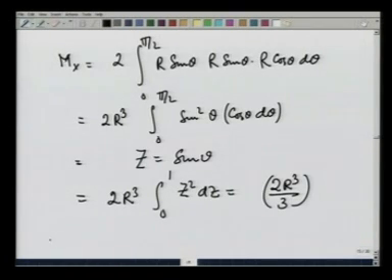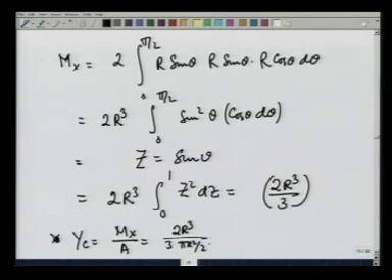That is Mx, and therefore, y centroid, which is Mx divided by the total area, is going to be equal to 2 r cubed over 3 divided by pi r square by 2, which is nothing but 4 r over 3 pi.